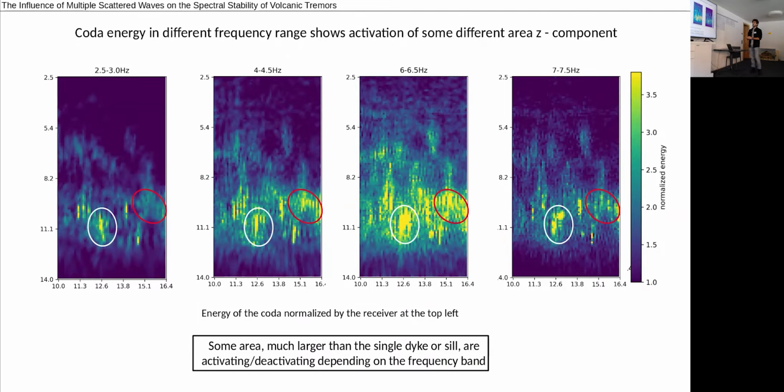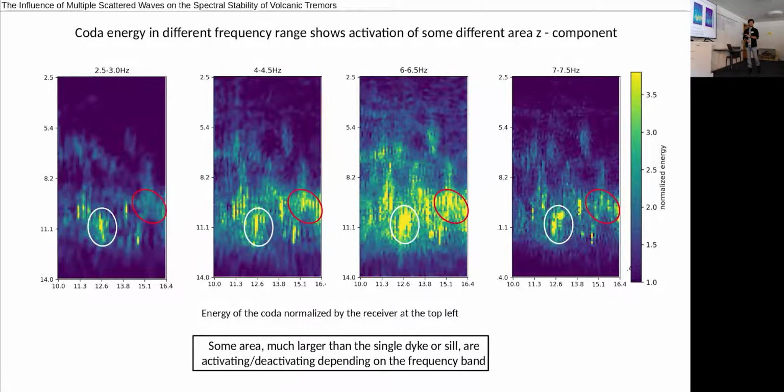And I would like to highlight 2 things. The first is that there are some areas, for example, the white area, in which we see that there is a lot of energy in a wide frequency range, at least between, for example, 2.5 and 7.5 Hertz. And then there are some other areas, for example, the red area, in which it appears that there is more energy only in some frequency range, for example, between 4 and 6.5 Hertz. So it seems that there are some areas that are deactivating based on the frequency we are looking at.